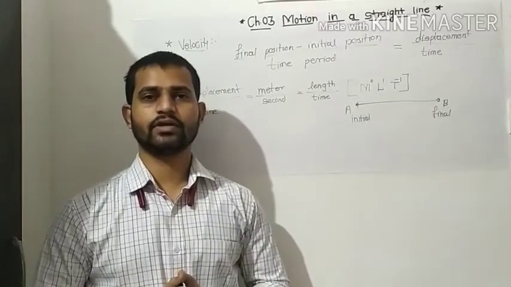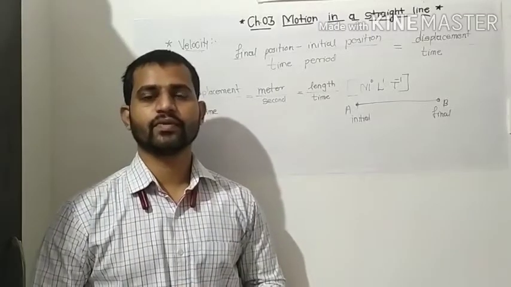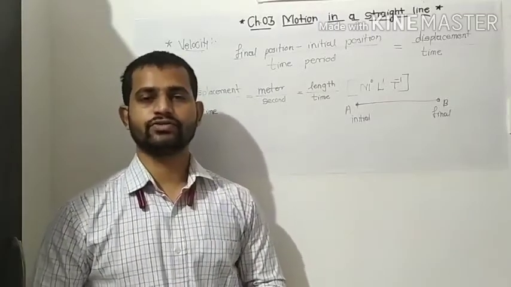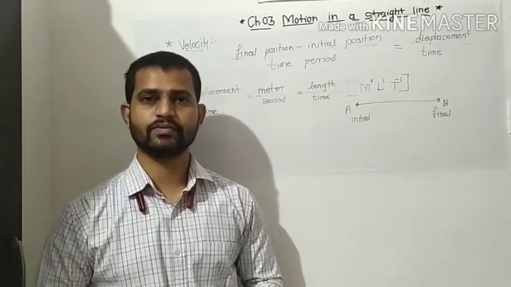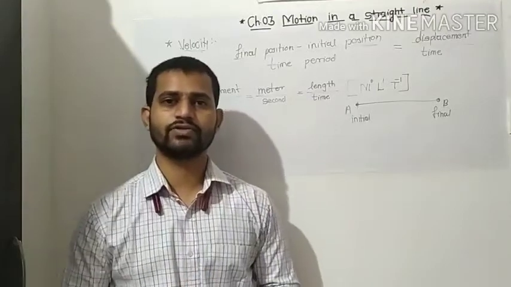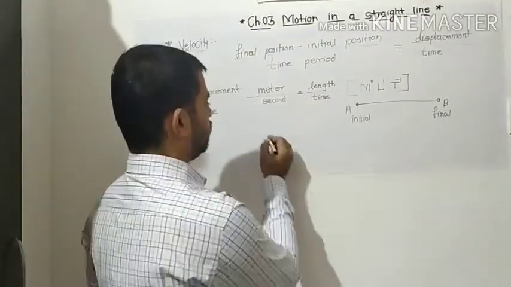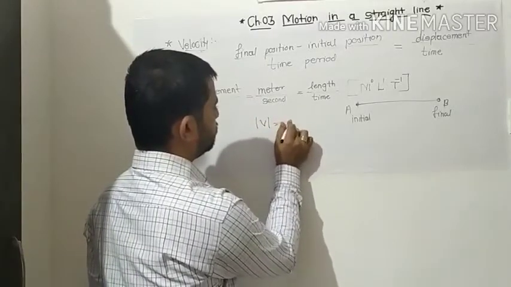So if the change in position is along a straight line path, then in that case the velocity is equal to speed. Or if the velocity is negative, then the mod of the velocity is equal to speed. Okay, so we can write down here that the mod of the velocity is equal to speed.